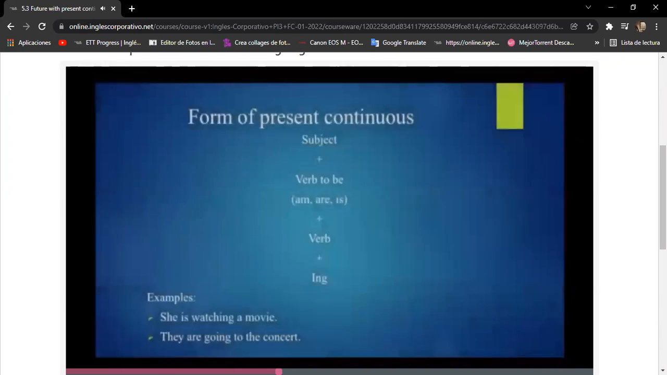Now let's go over the form of present continuous. Subject plus verb to be, are, is, plus verb plus ing. Examples: she's watching a movie. They're going to the concert. These are the steps to follow when making an affirmative statement. And if the statement is negative, we add the word not between be and the verb plus ing.